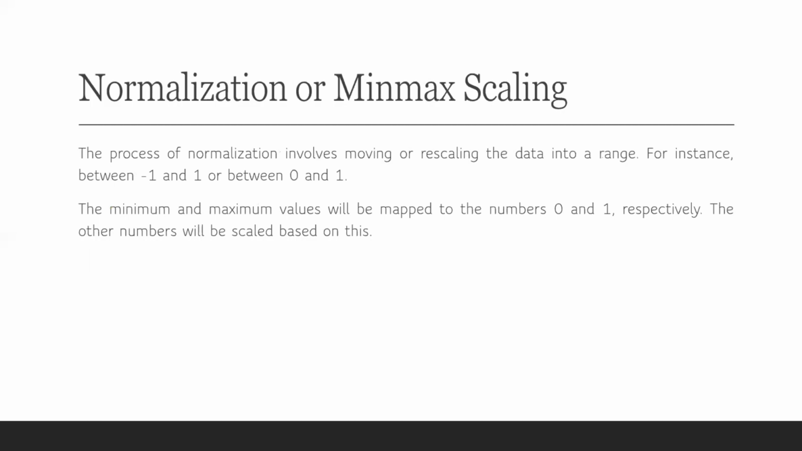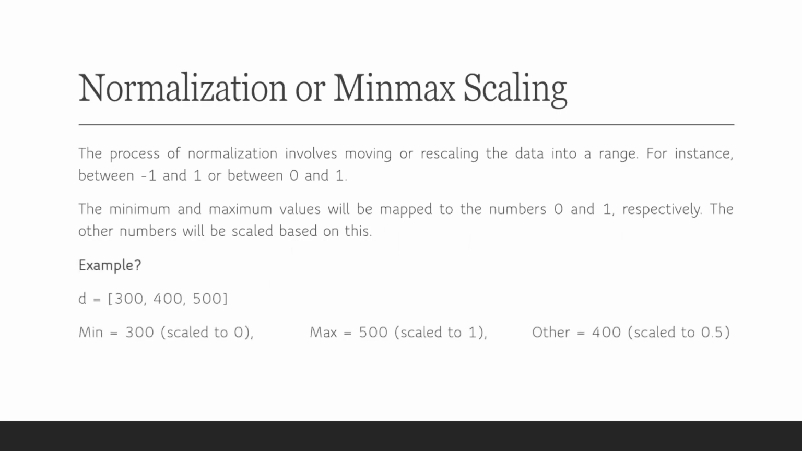The process of normalization involves moving or rescaling the data into a range, for instance, between -1 and 1, or between 0 and 1. The minimum and maximum values will be mapped to the numbers 0 and 1, respectively. The other numbers will be scaled based on this. So let's see an example of it.